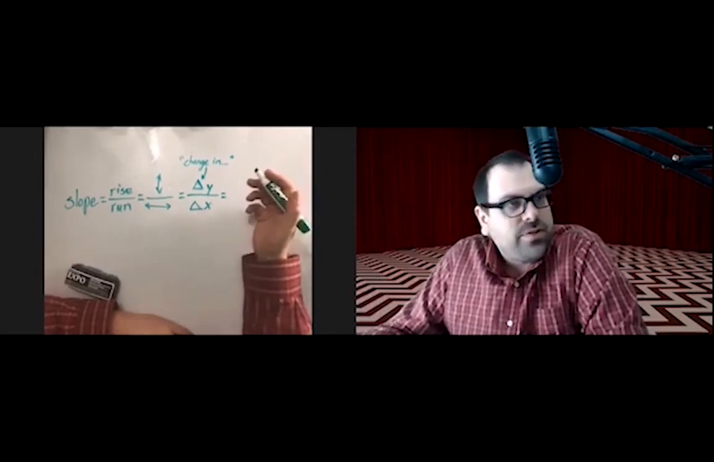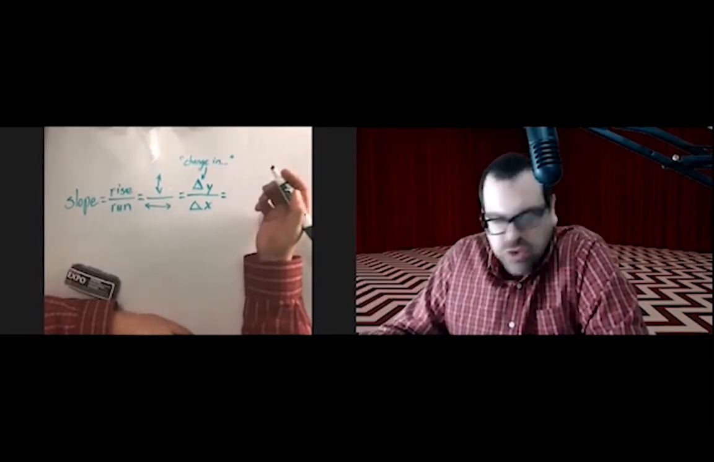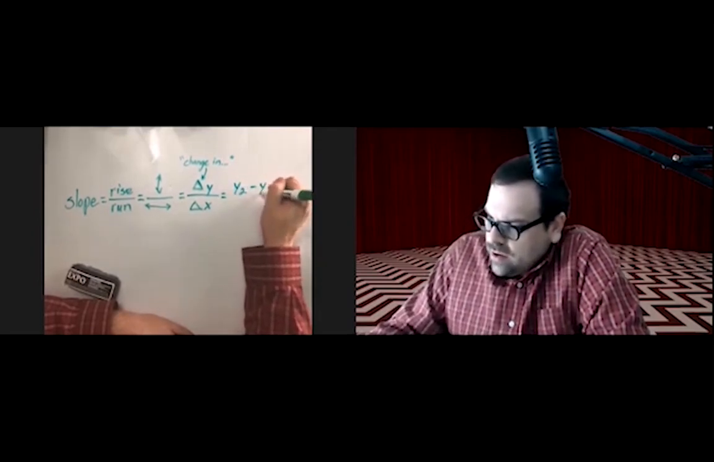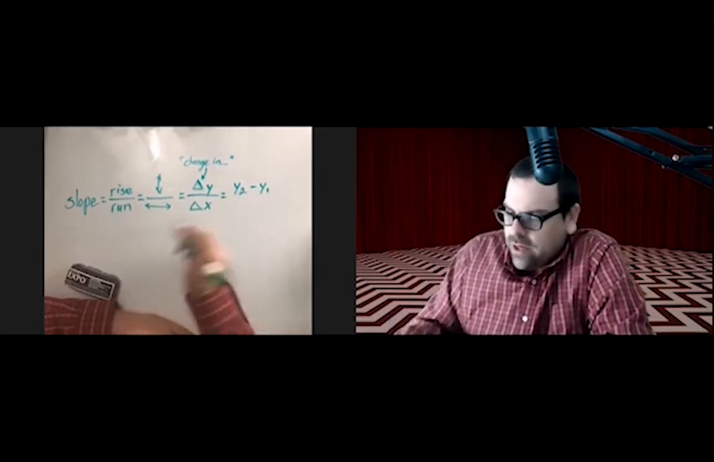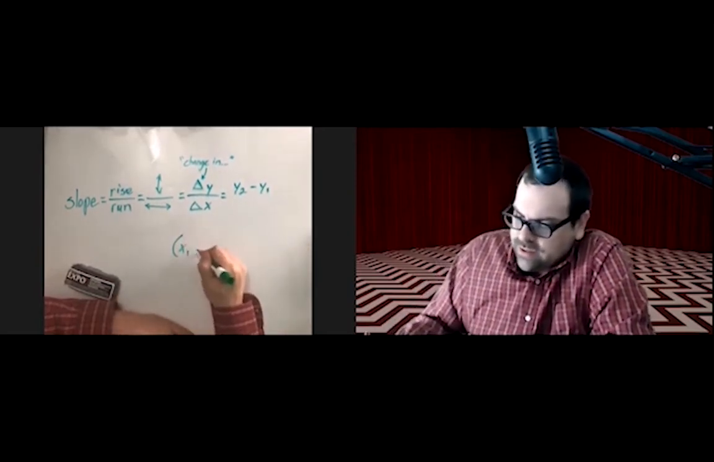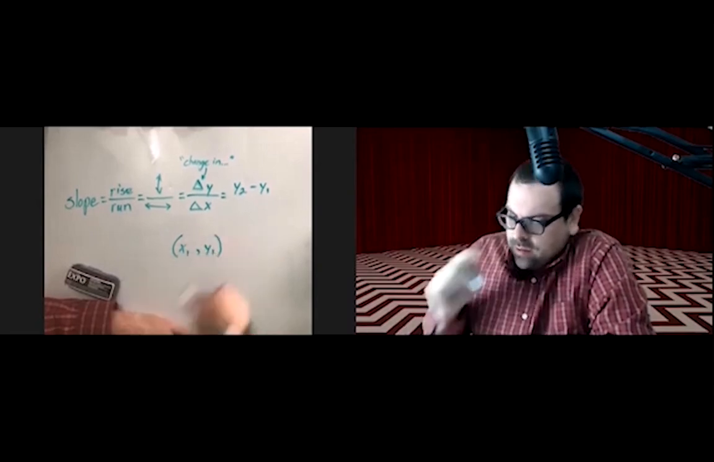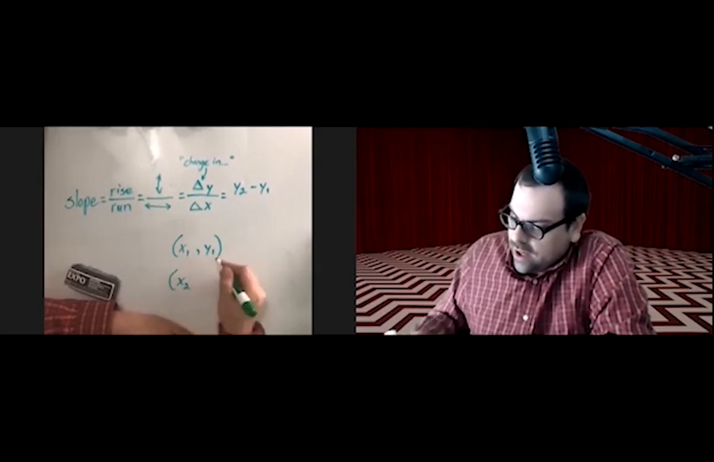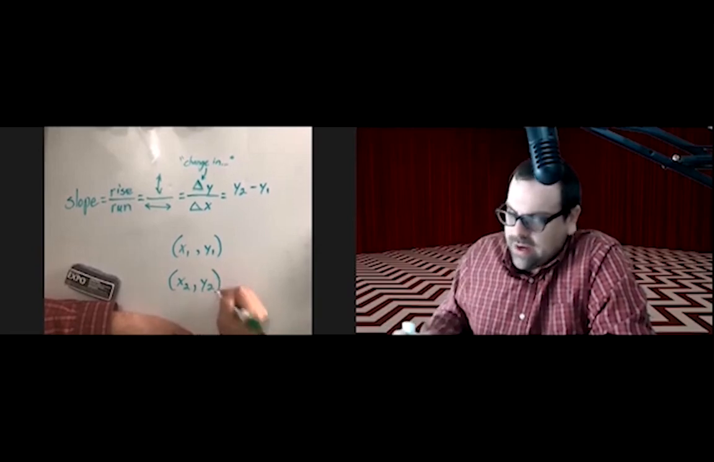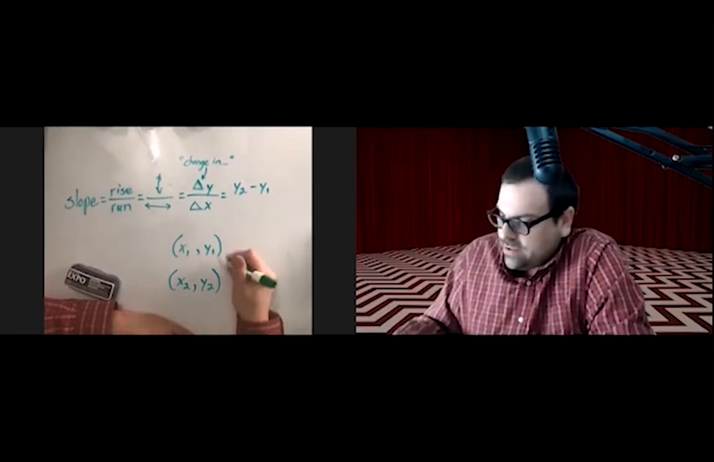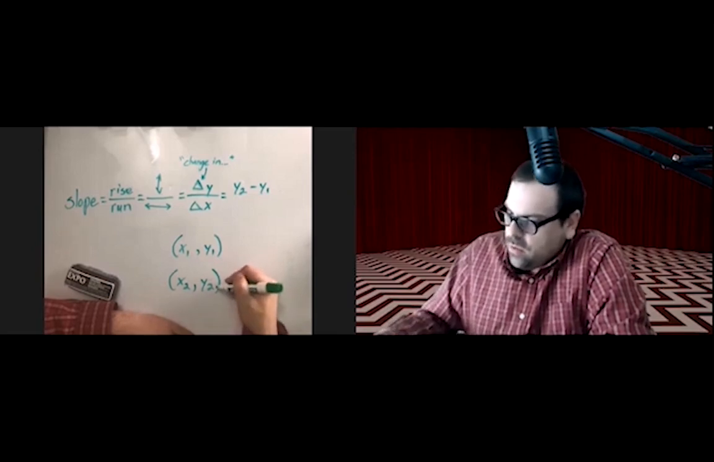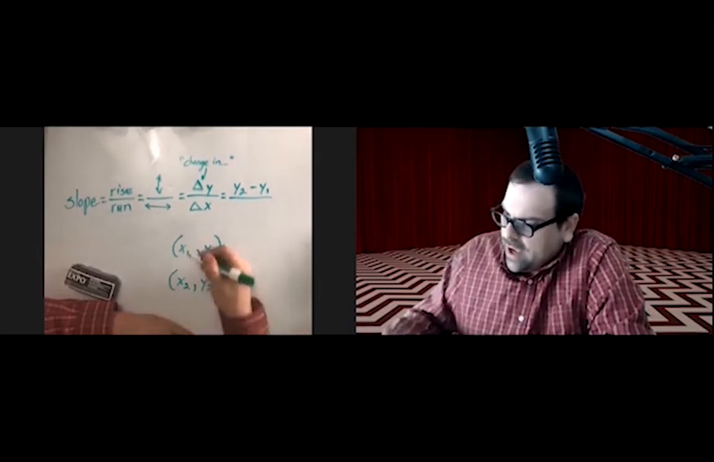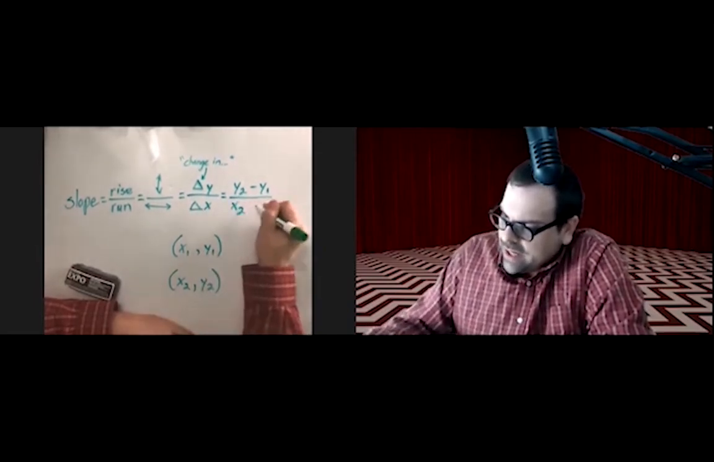So if we have two y values and we want to find the change in them, the difference in them, we can take y2 minus y1, where our 2 points, our two x, y coordinates, our ordered pairs, are x1, y1, and x2, y2. To find the change in y, we would go y2 minus y1, and we would go x2 minus x1.